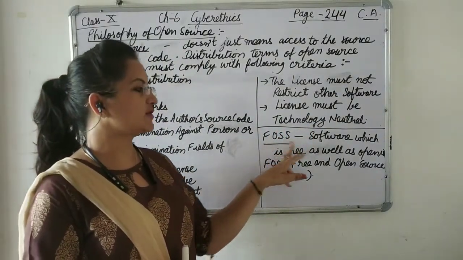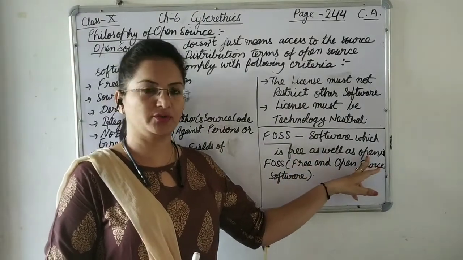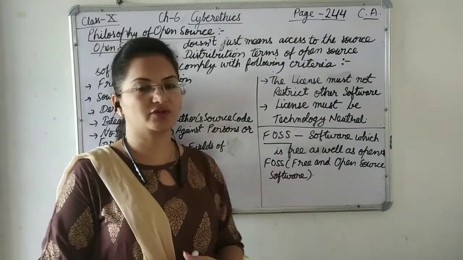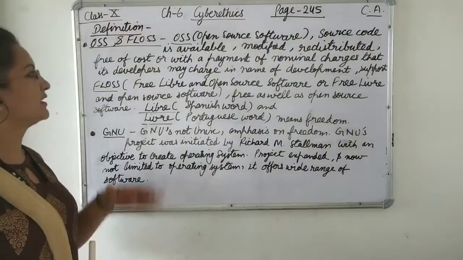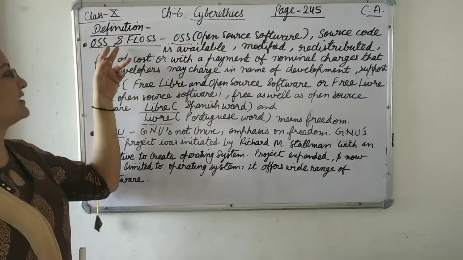So here students, the software which is free as well as open to use is known as FOSS. That means free and open source software. Now students, we will learn some terms related to free and open source softwares. First of all, there are OSS and FLOSS.